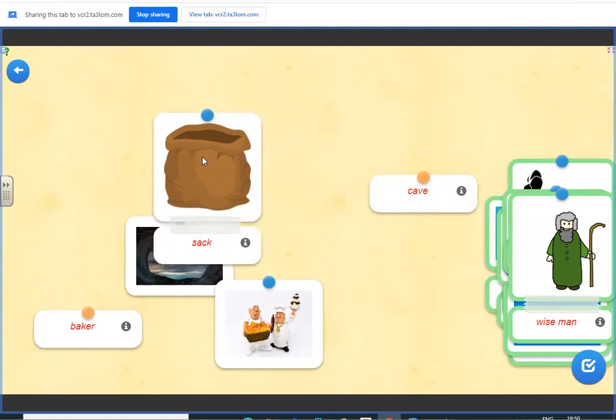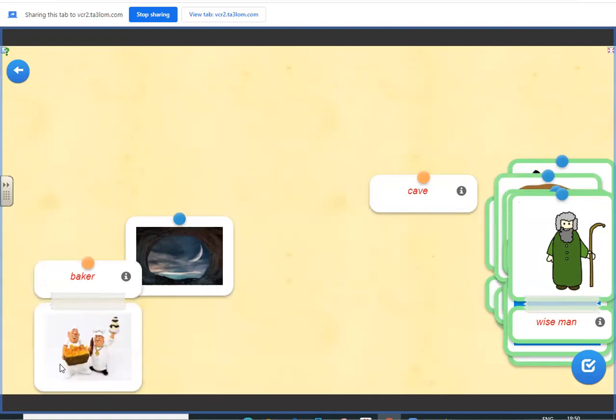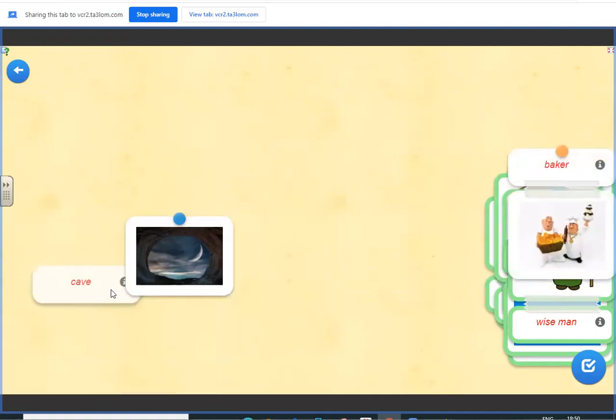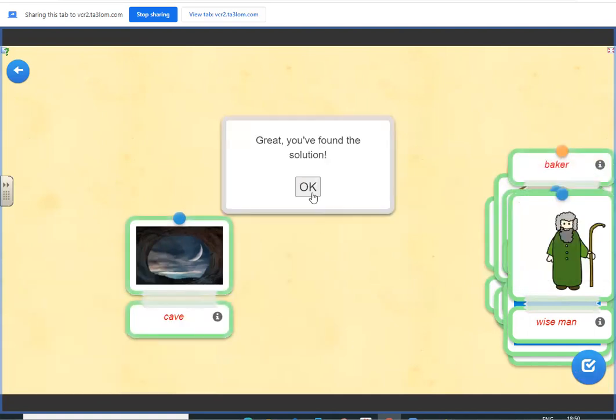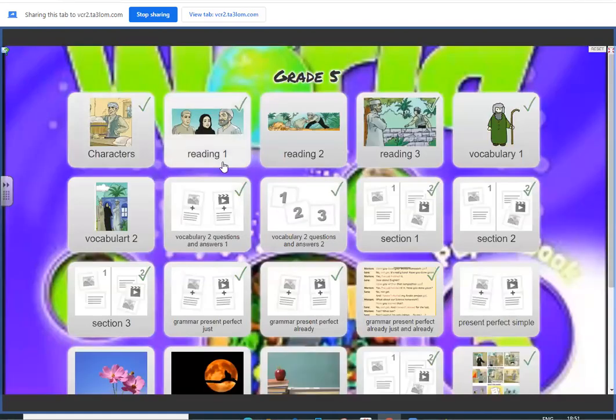And this is the sack. This is the baker, someone who makes bread, and this is the cave. So now, my friends, I think that we could understand the meaning of the words.